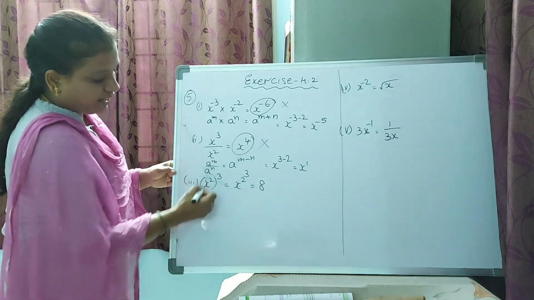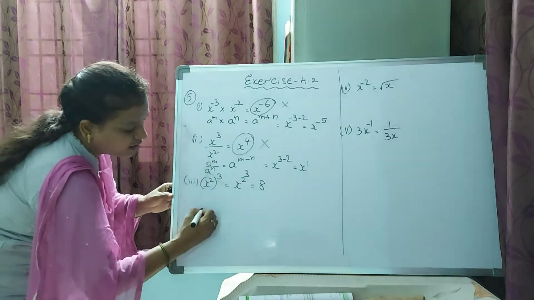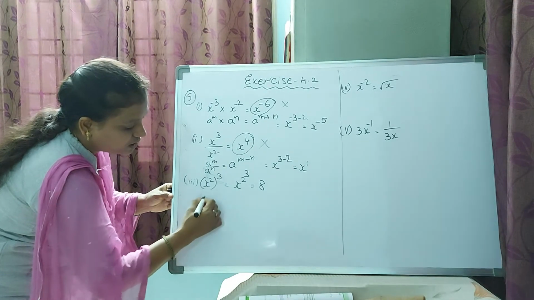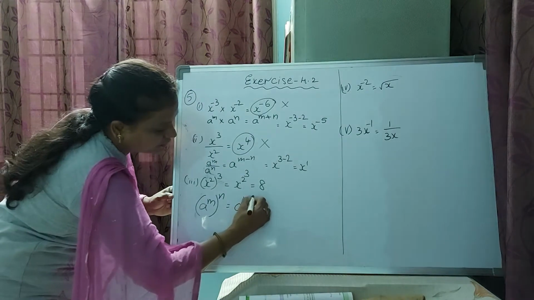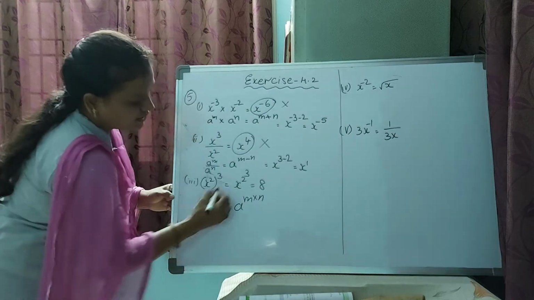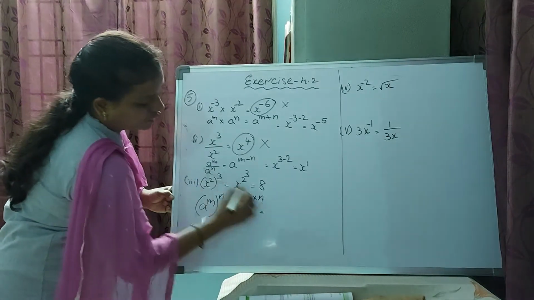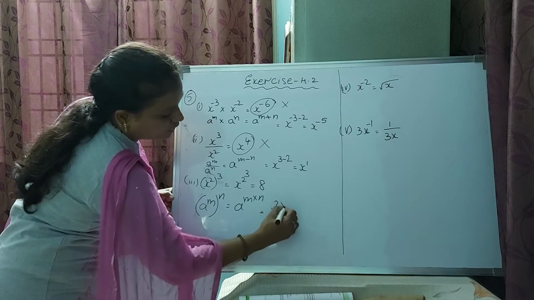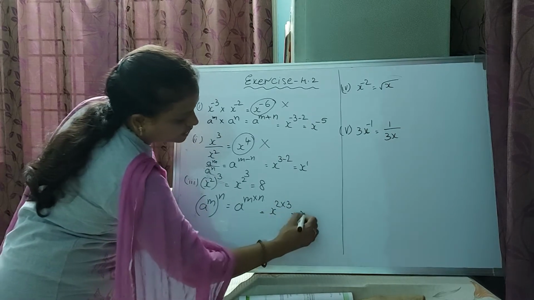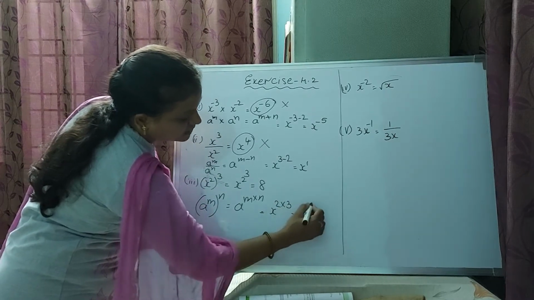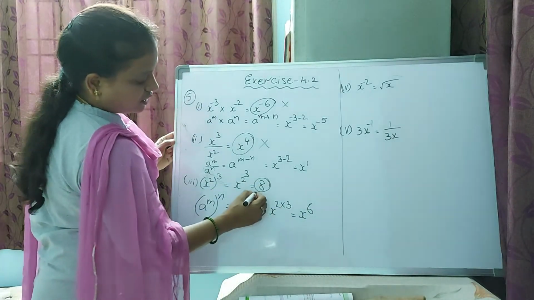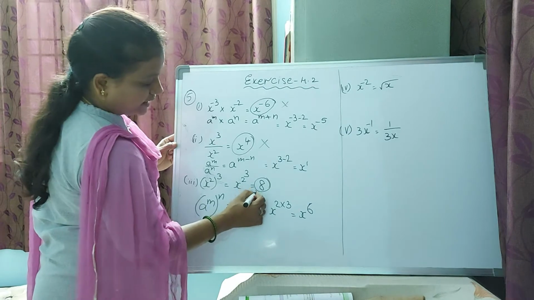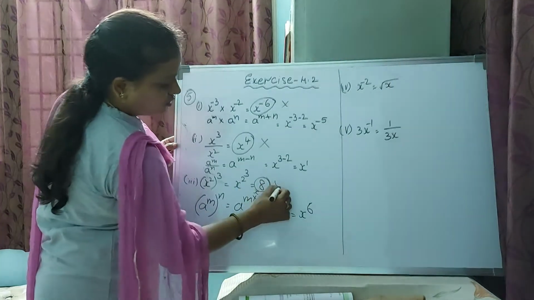Next, this one. This is in which formula? a to the power of m whole to the power of n is equal to a to the power of m into n. But here x to the power of 2 into 3 is equal to x to the power of 2 3s are 6. But here it is x to the power of 8. So this is also wrong.